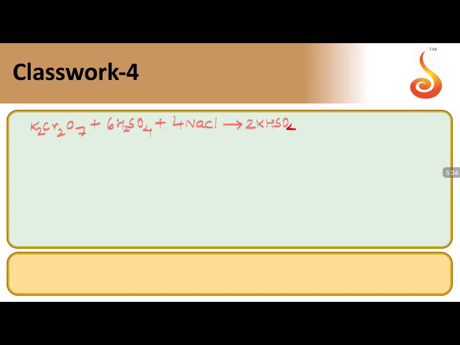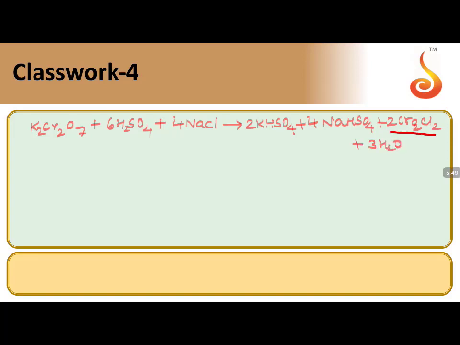2KHSO4 plus 4NaHSO4 plus 2CrO2Cl2 plus 3H2O. This is going to be the product which will be formed.